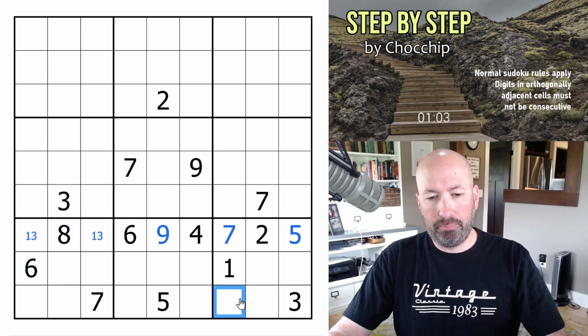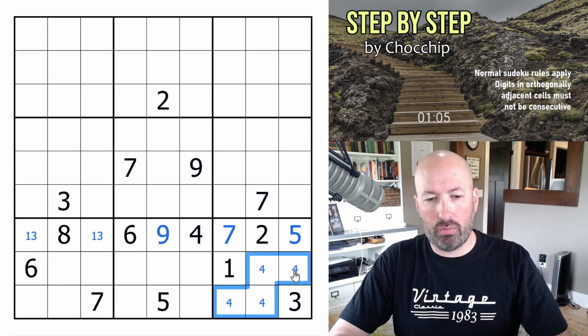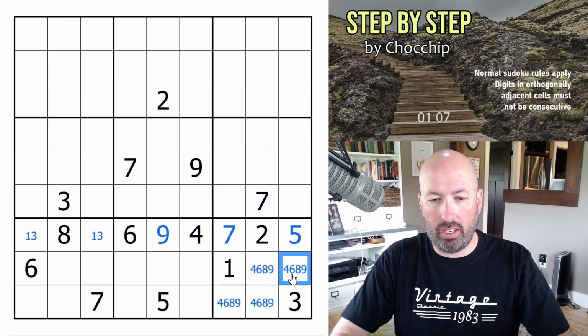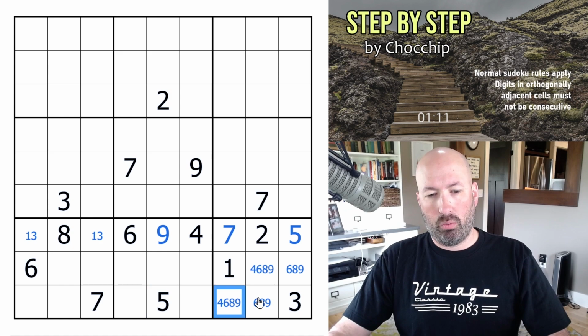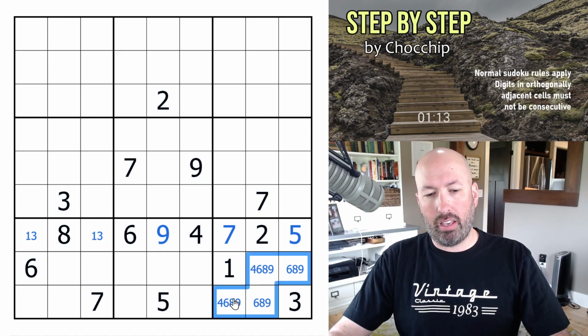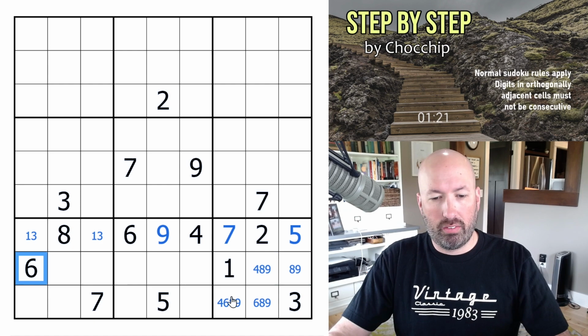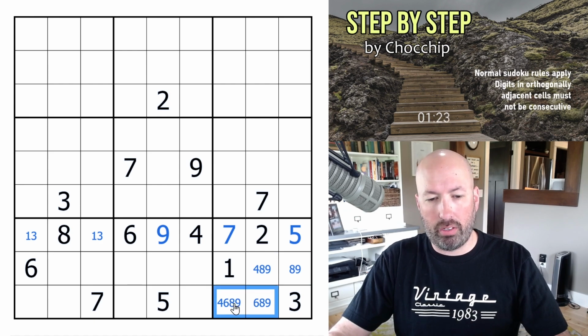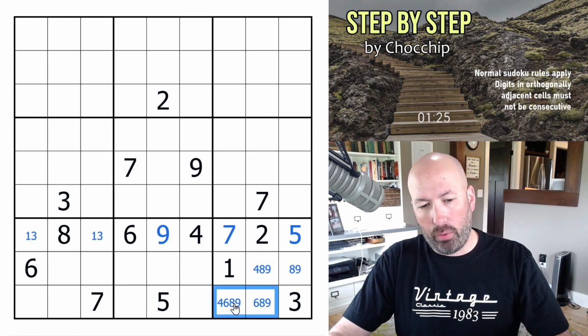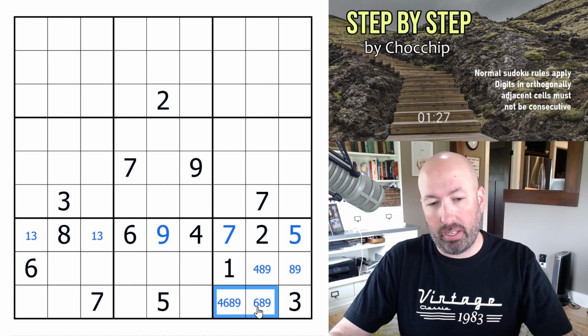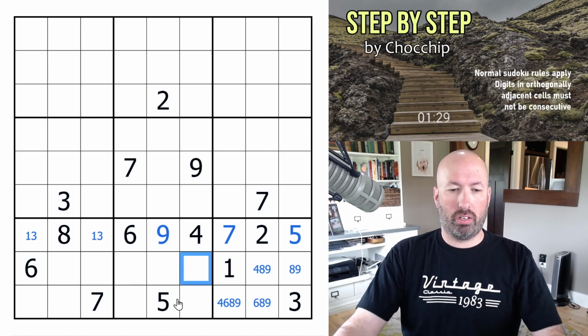Now, over here, we need 4, 6, 8, and 9. The 4 can't be by the 5 or the 3. Otherwise, the 8 and the 9 can't be next to each other. We don't really know much other than that yet. The 6 can't be in here because of the 6 there. So the 6 is definitely down here. Now, if we had a 5 or a 7 down there, that would be helpful, but we don't, so we're not sure on that yet.